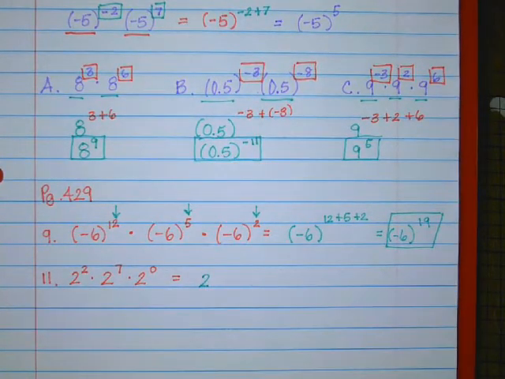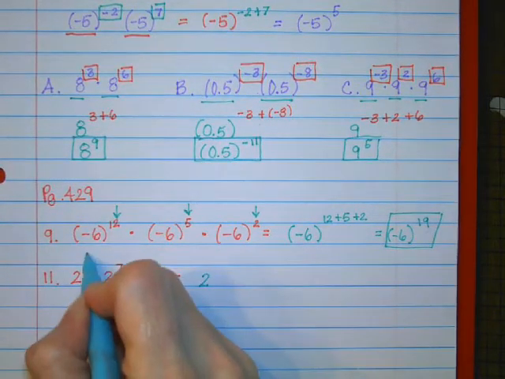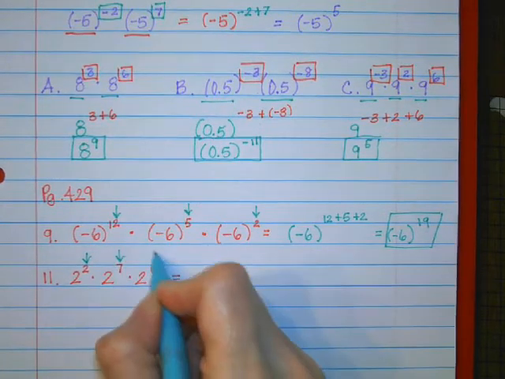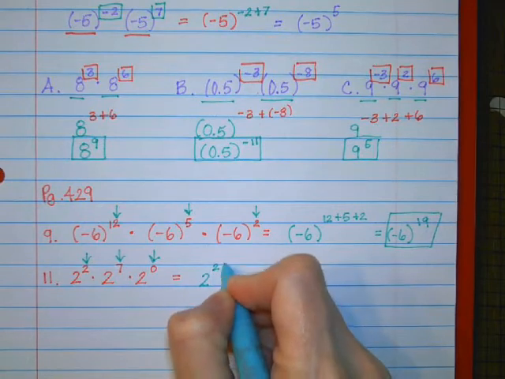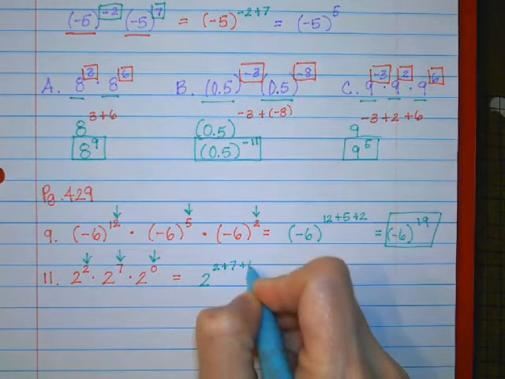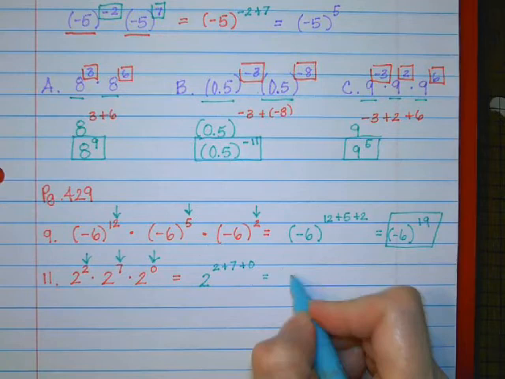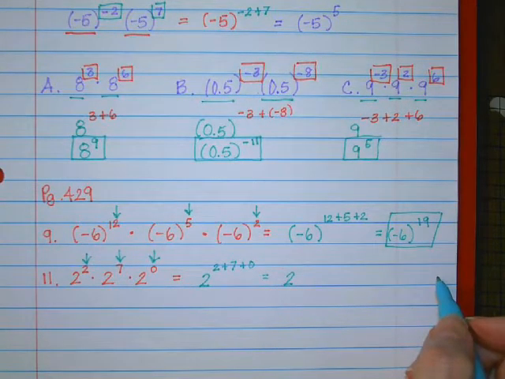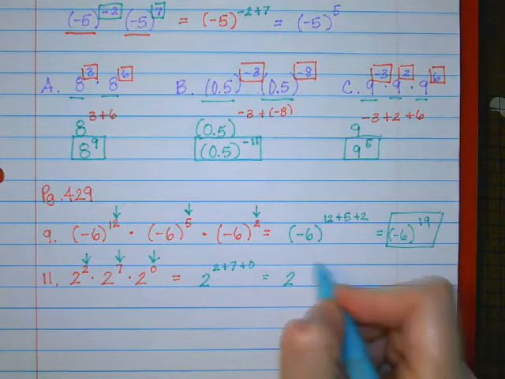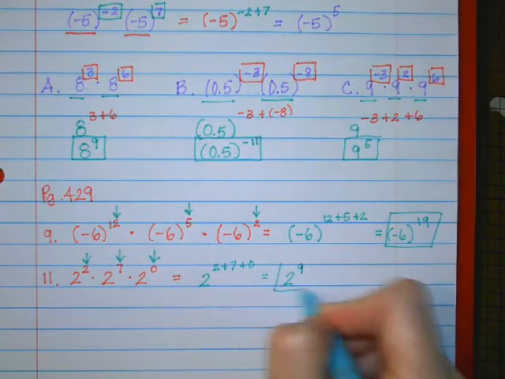All right, Laquan, what do I do with these 3 exponents right here, Laquan? That's right, I add them up. So 2 plus 7 plus 0. So I'm going to bring over that same base of 2. So Angel, what is 2 plus 7 plus 0? That is correct, 9. Then this is my final answer.